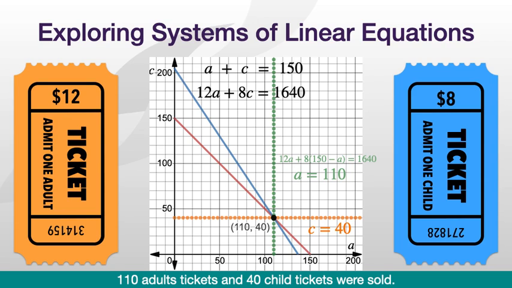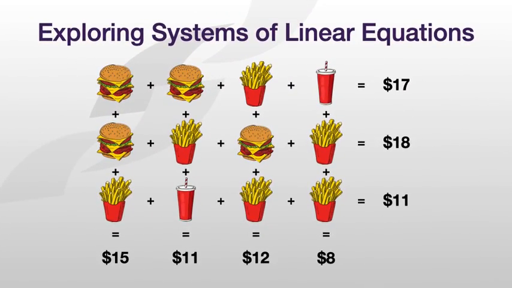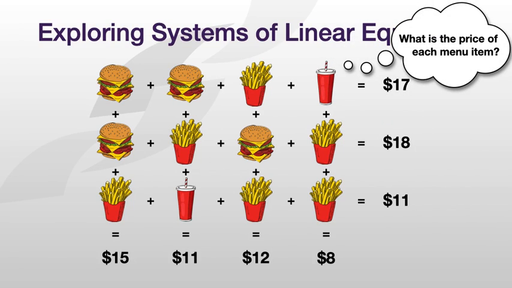Next, we'll solve a different puzzle to develop a different algebraic method. Each row and column represents the cost of some combination of burgers, fries, and pops. What is the price of each item? Try to use reasoning.